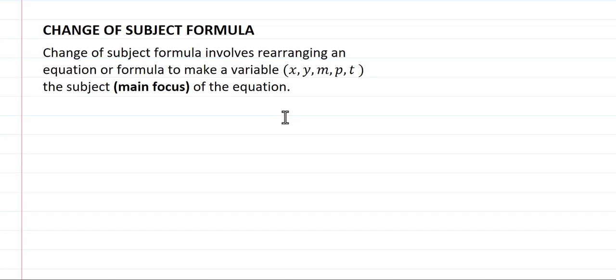Change of subject formula involves rearranging an equation or formula to make a variable, which can be x, y, m, p, t, or any alphabet, the subject or main focus of the equation. Key thing to note is that when solving for change of subject, we do the opposite. Let's say we have a plus, we want to look out for a minus.